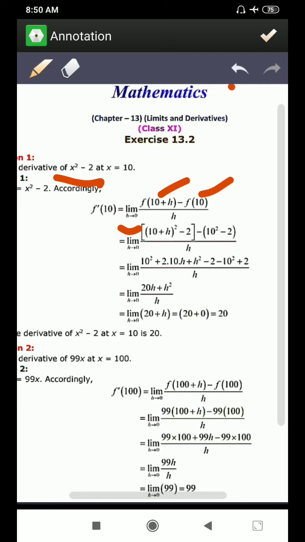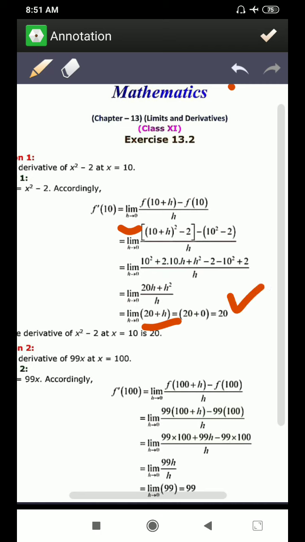So all the things are cancelled out. 10 square is cancelled out by this 10 square, 2 is cancelled out by this 2. In this way, these things are cancelled out. You are left with 20h plus h square upon h. In the numerator, you can take h as common and that will cancel out the h of the denominator. So you are left with 20 plus h. Put h equal to 0, so its answer will be 20 only.